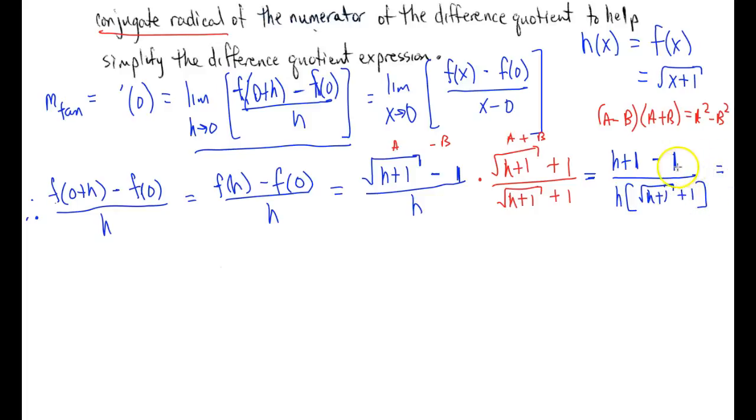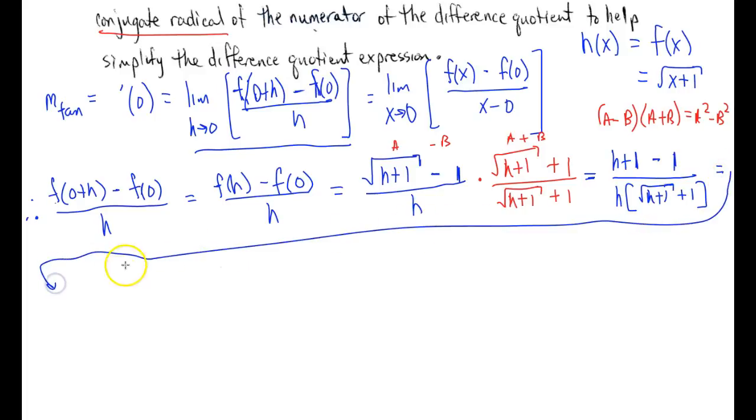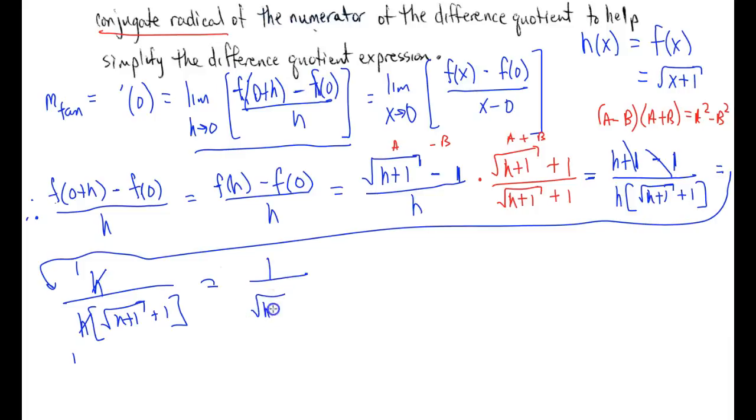And so now, if we finish up, we know that these reduce, and we're here. And now these h's reduce to 1. And now what we're left with is just 1 over square root of h plus 1 plus 1. And so now, at this point, we can evaluate the limit.